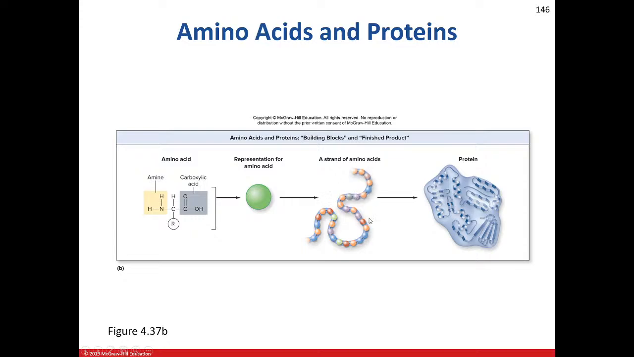Here we have a polypeptide chain, and we continue to elongate it and then fold it, and finally we have a protein. But that protein's not done. It's going to need to be sent to the Golgi apparatus for final folding and chemical modification.